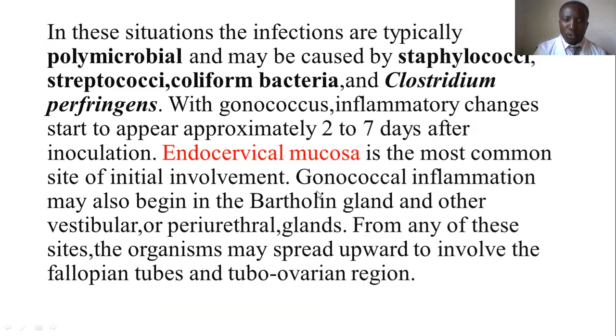Gonococcal inflammation may also begin in the Bartholin's glands and other vestibular or periurethral glands, for example skin glands, and so many others that are part of the vaginal canal. From any of these sites, the organisms may spread upward, ascending. Remember the word ascending, to involve the fallopian tubes and tubo-ovarian region.